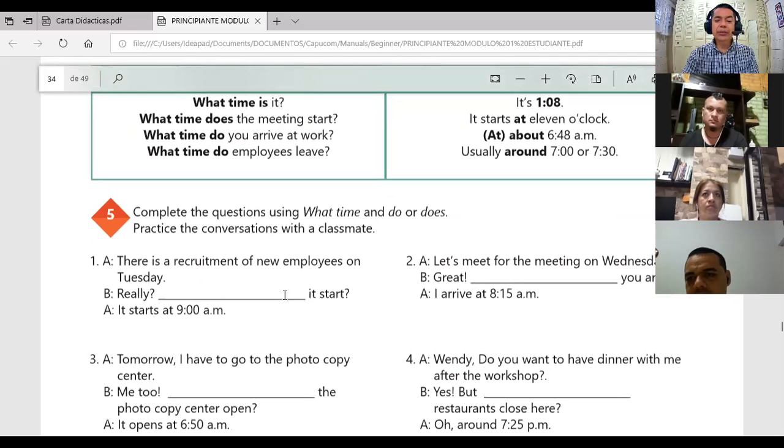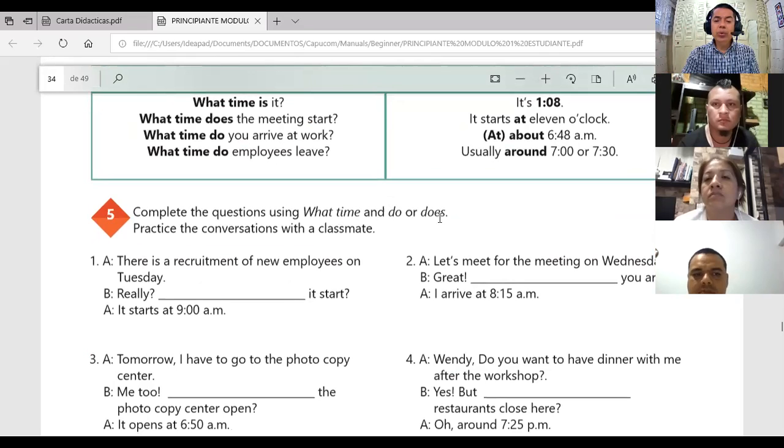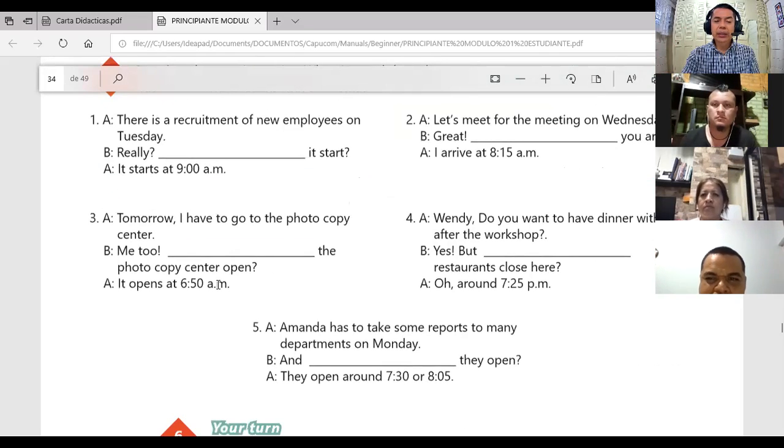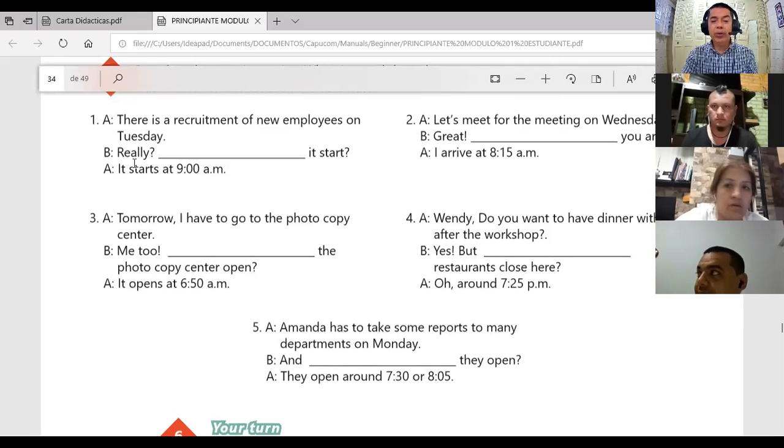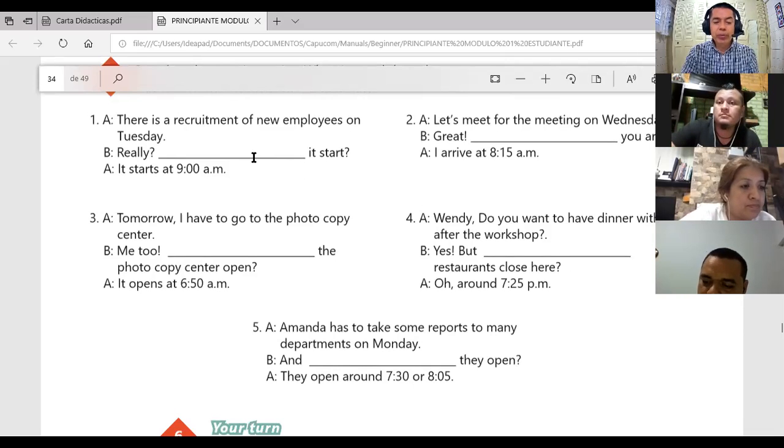Now, let's start with this exercise. Complete the question using what time and do or does, right? What time, do, and does. Good. I will give you like about 3 minutes, approximately, to check this and answer, right? Para no perder mucho tiempo, solo vamos a escribir la pregunta. No me escriban todo, no me copien todo. Ahí está en el libro, ¿para qué lo vamos a copiar, verdad? Solo la respuesta, ¿ok? 3 minutes.